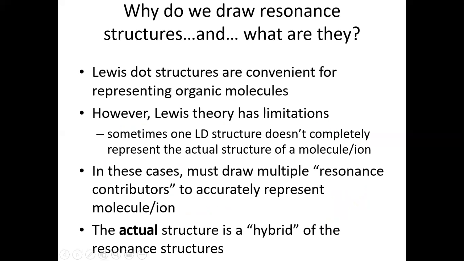So what are they? Lewis dot structures are convenient for representing organic molecules. However, Lewis theory has limitations. Sometimes one structure doesn't completely represent the actual structure, which is what we're saying. In most cases, you have to draw multiple resonance contributors to correctly represent the molecule. The actual structure is a hybrid of those resonance structures. Like I said, it's an average of those resonance structures, right? This is basically all I said, and she wrote this out very well.